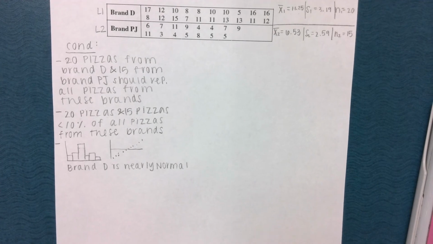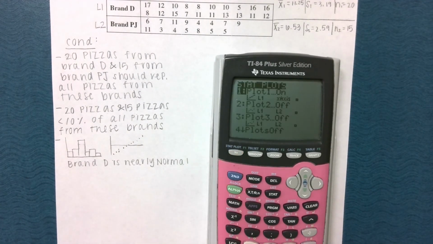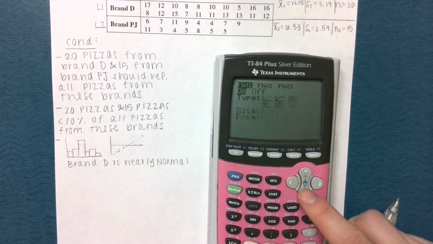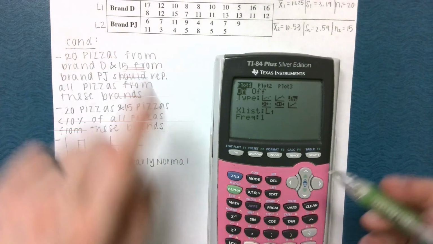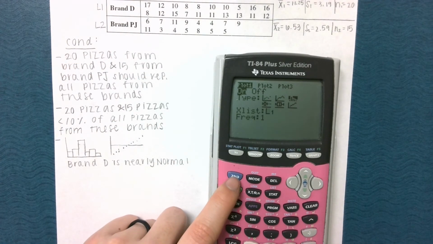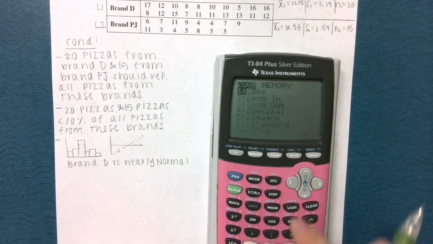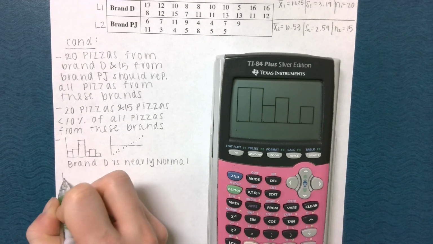Okay, we're going to do the same thing for PJ. So I'm going to my second y equals. The only difference this time is that you want to make sure you're pulling data from L2. That's where our PJ data is. So I'm going to go to second L2, zoom 9. Ooh, that one is not looking very normal.